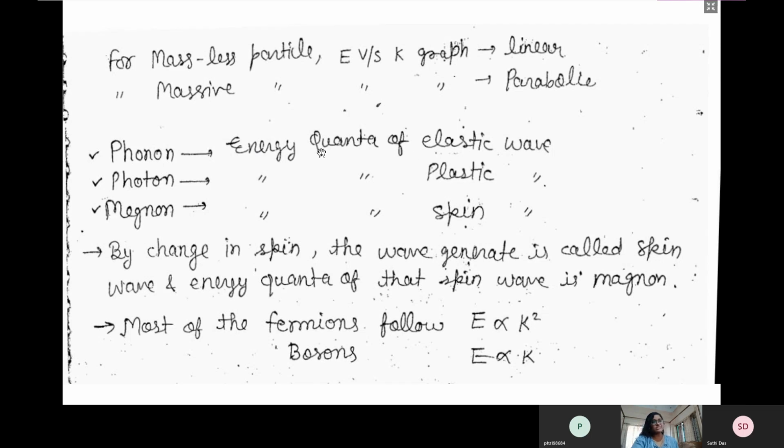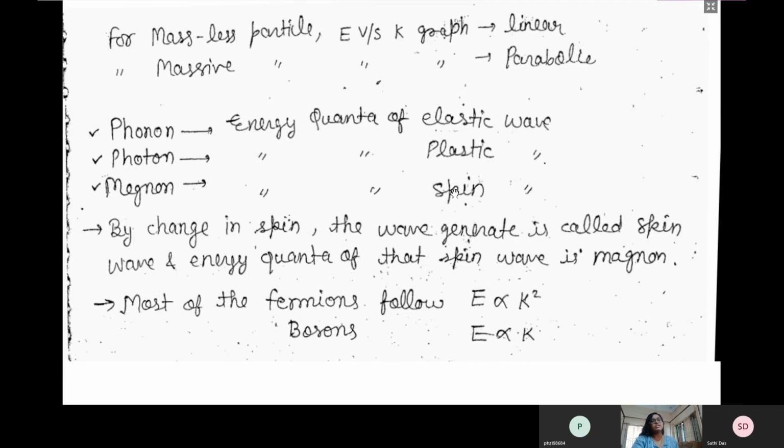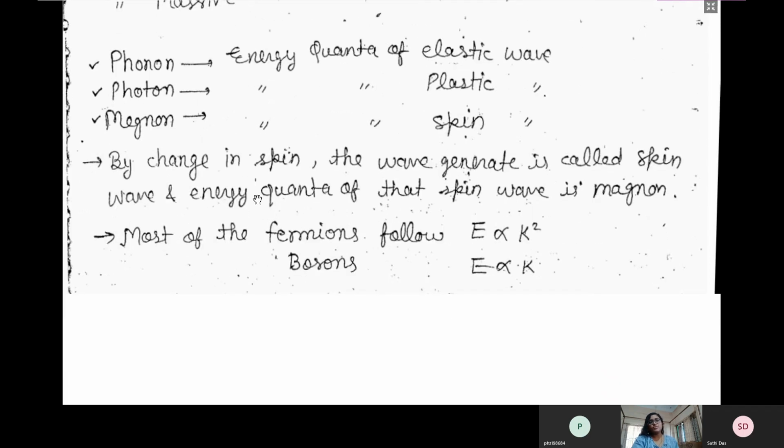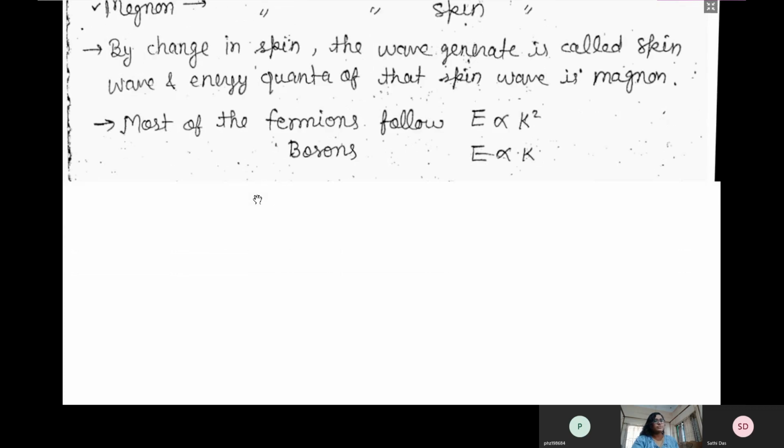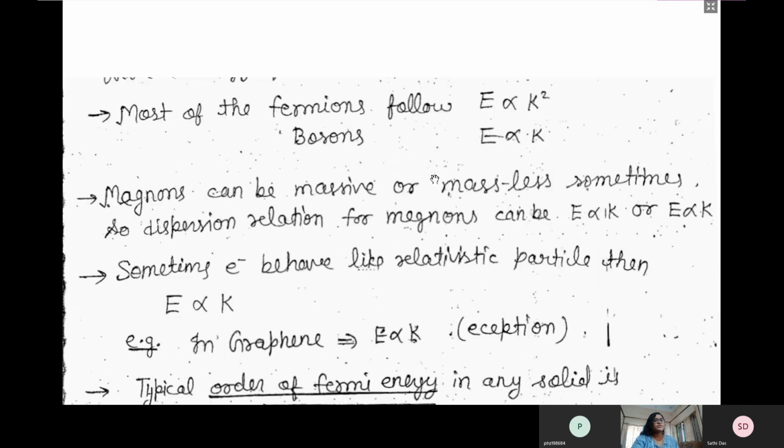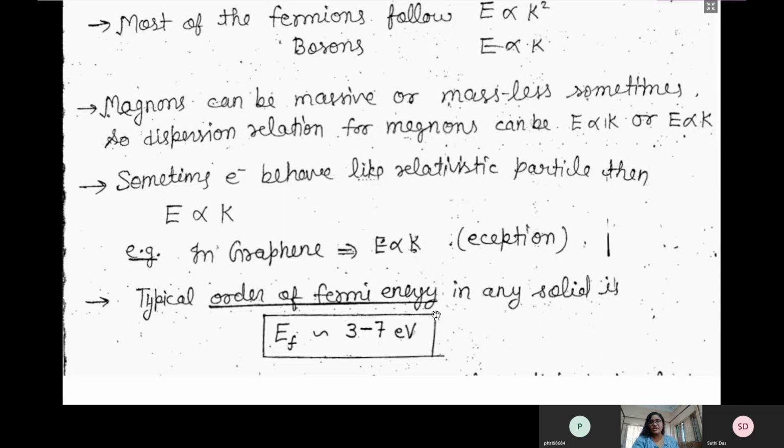So the phonon is the energy quantum of the elastic wave, the photon is the energy quantum of the light wave, and the magnon is the energy quantum of the spin wave. Most of the fermions follow the E proportional to k square relationship. Most of the bosons follow the E proportional to k relationship. So fermions like electrons, bosons like photons, phonons. The typical order for the Fermi energy is nearly 3 to 7 electron volt. In graphene, sometimes electrons behave like relativistic particles.